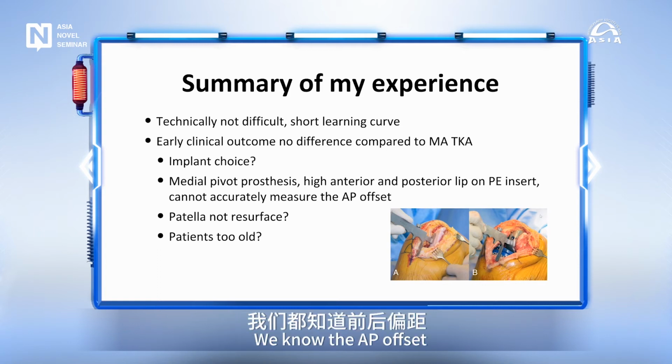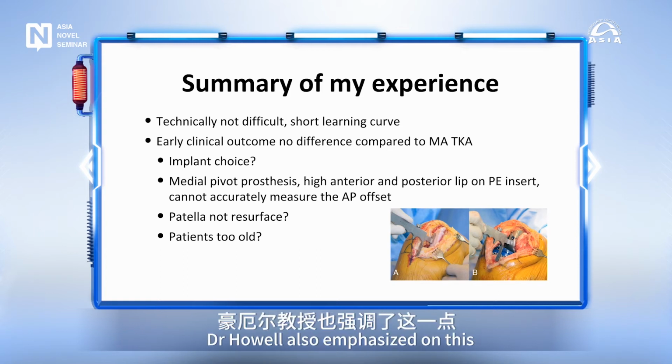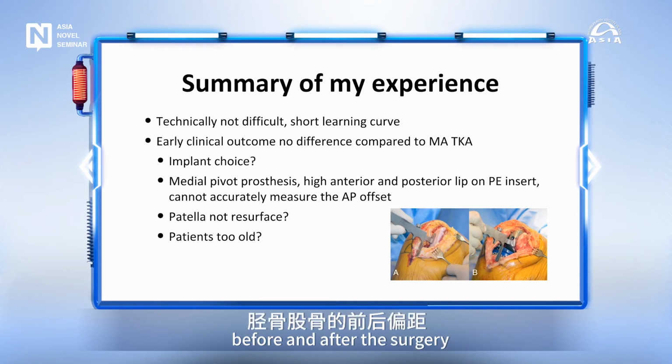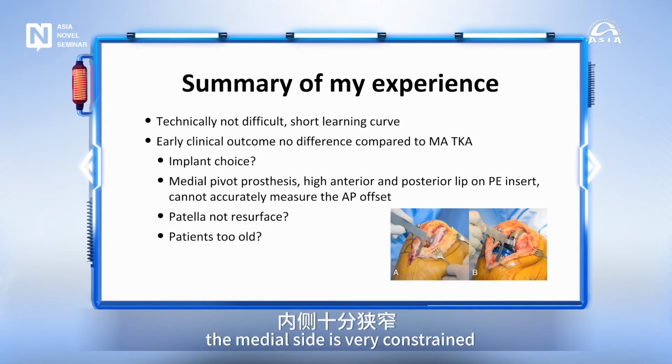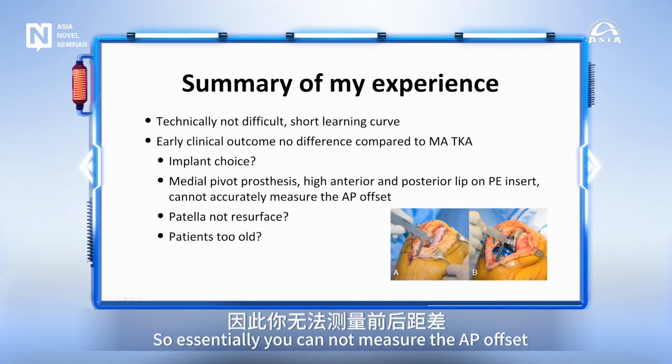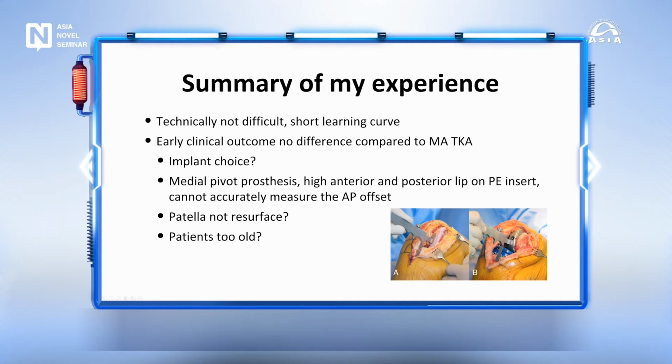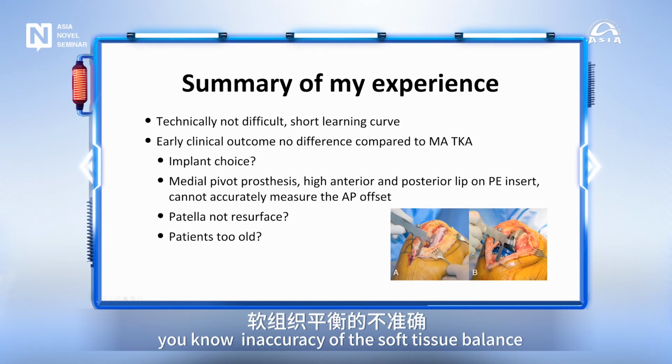We know the AP offset measurement is very important. Dr. Howell also emphasized this. You have to measure the AP tibial femoral offset before and after the surgery to make sure that they are equal. But with the medial pivot design, the medial side is very constrained. The conformity between the poly and the femoral condyle is very high. So essentially, you cannot measure the AP offset because the contact between the femoral component and the tibial component is fixed. So that could contribute to the inaccuracy of the soft tissue balance.